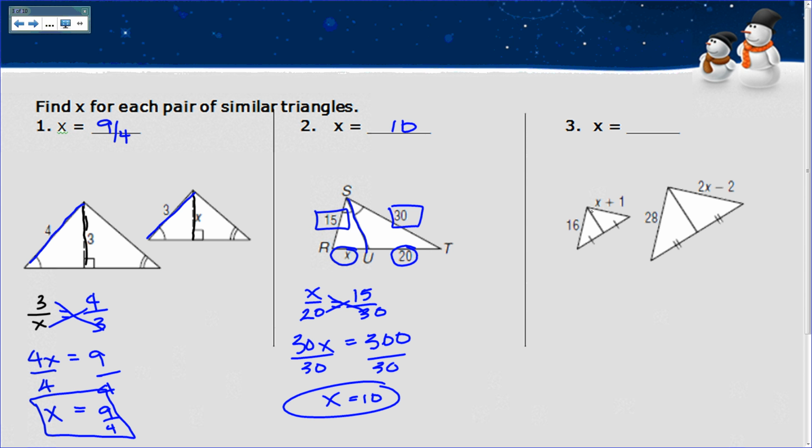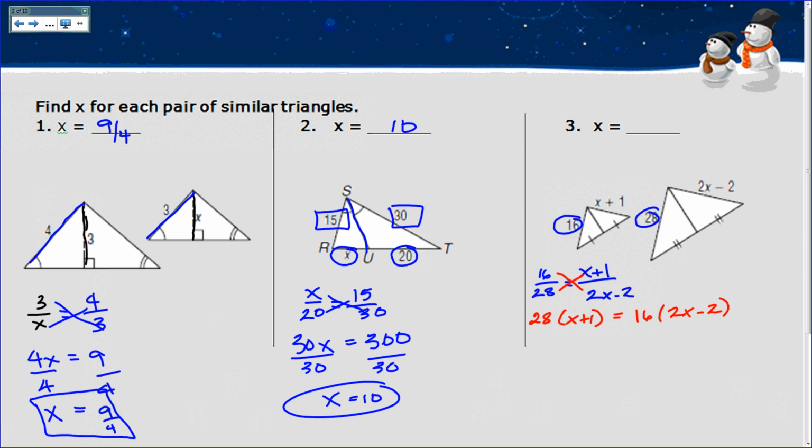And then over here we have medians. So the median cuts the triangle proportionately as well. So I'm going to say the 16 pairs with the 28, as the x plus 1 pairs with the 2x minus 2. And I'm going to set them equal, and then I'm going to cross multiply. So I'm going to go this way, so I get 28 times x plus 1. Then I'm going to go this way, 16 times 2x minus 2.